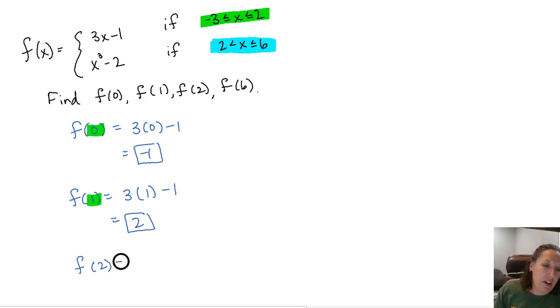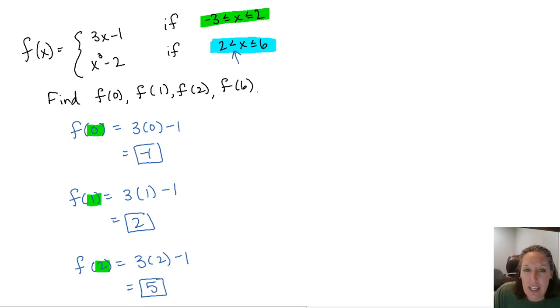If we wanted to find f of 2, well, 2 is in that range because x is less than or equal to 2. So that means f of 2 would still be on that top expression. So we get 3 times 2 minus 1, which is 5. Because this one right here is a strictly less than, 2 is strictly less than x.